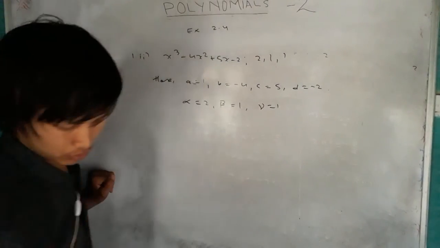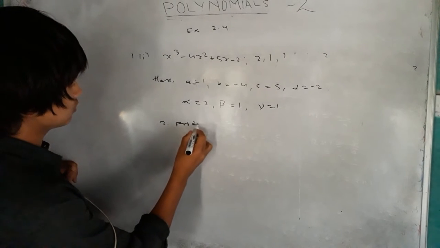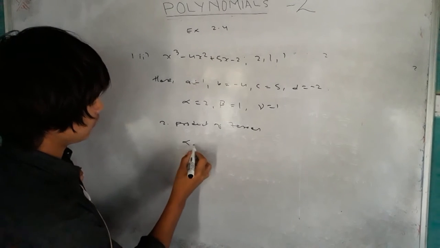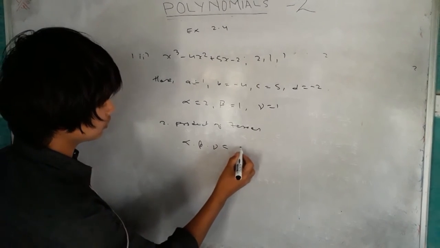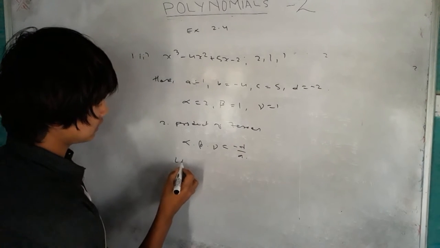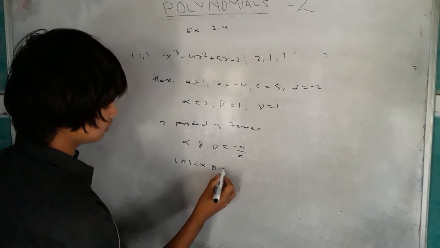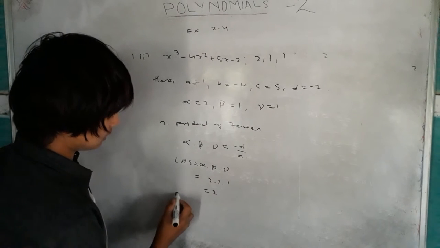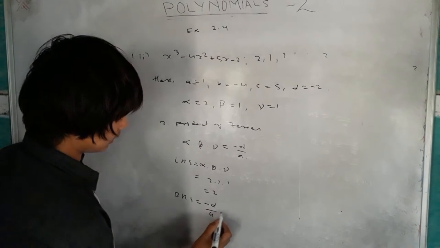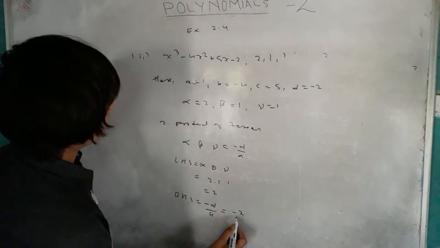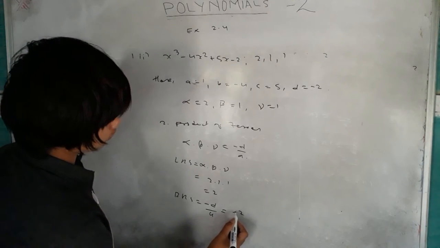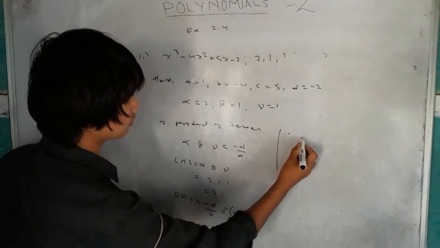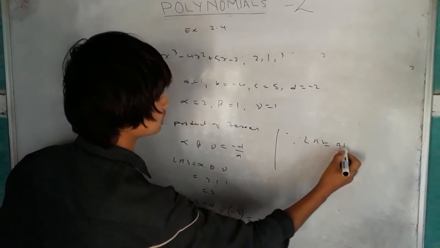So number 2, product of zeros. What is the product of zeros? Alpha into beta into gamma equals minus d by a. LHS: alpha into beta into gamma. What is our alpha? 2 into 1 into 1 equals 2. So what is our right hand side? Right hand side is minus d by a. What is minus d? Minus of minus 2 by 1, so double minus gives 2. Since LHS equals RHS, hence verified.